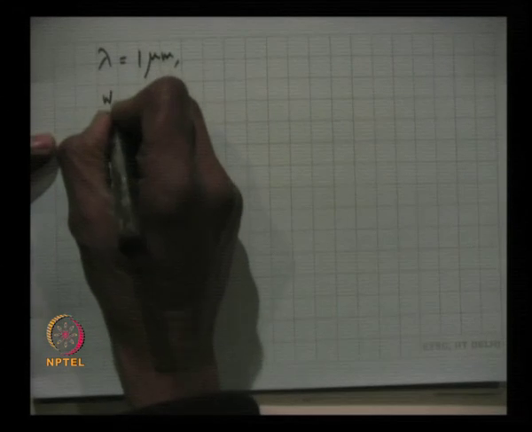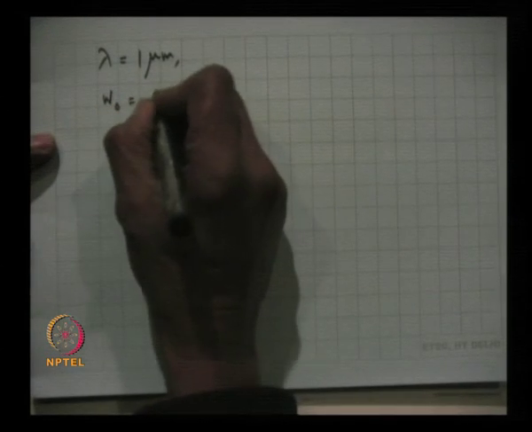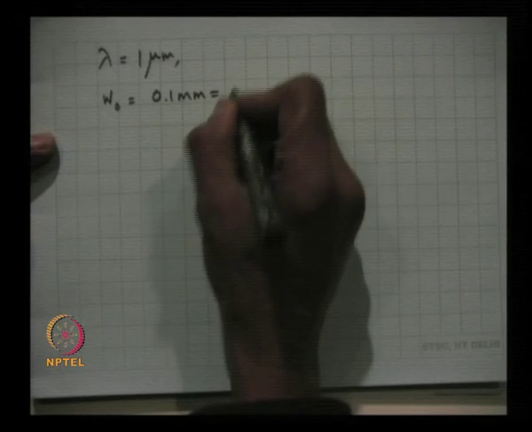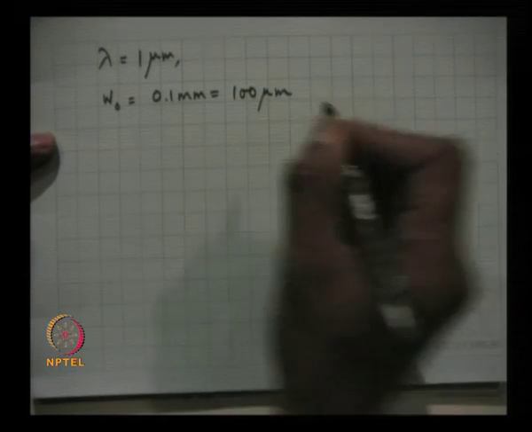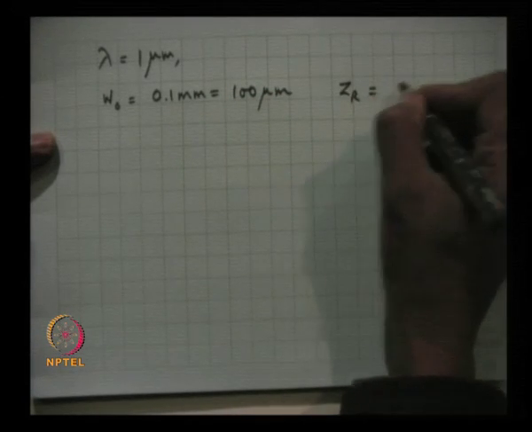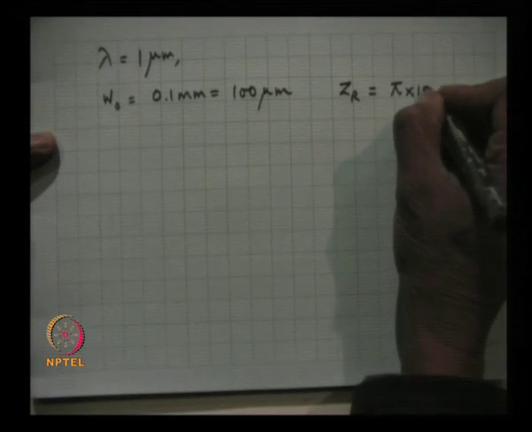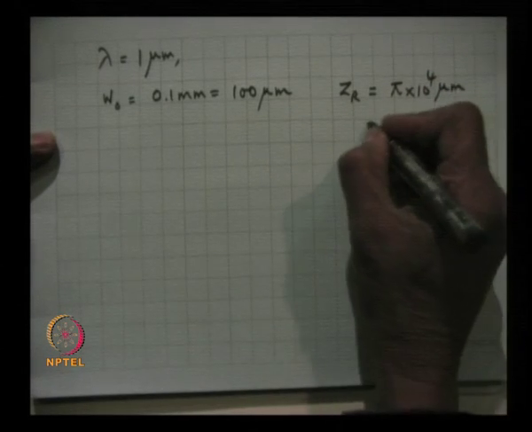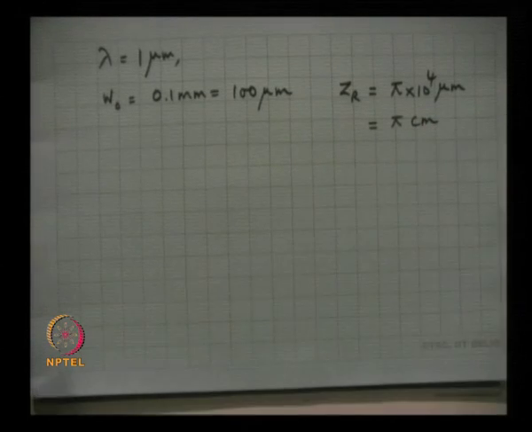So, let me take W0 equal to 0.1 millimeter, which is 100 microns. So, ZR comes out to be pi times 10 to the power 4 micrometers, which is pi centimeters. So, if you start from z equal to 0 over a distance of pi centimeters, which is about 3.1 centimeters, the spot size becomes root 2 times larger than at the axis.